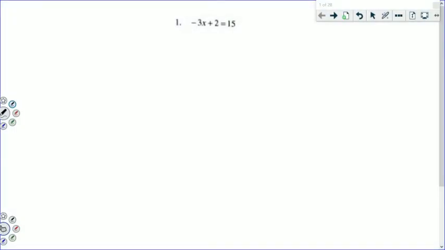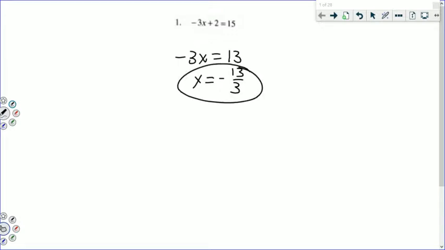Alright, so your first problem was 3x plus 2 equals 15, and your goal was to solve this for x. We want to get x by itself. So the first thing we're going to do is subtract 2 from both sides. So we get 3x equals 13, since 15 minus 2 is 13. Then we divide both sides by 3, and x is equal to 13 over 3. Since it said to find exact solutions, please leave your solution as a fraction, just like that. All right, on to the next problem.